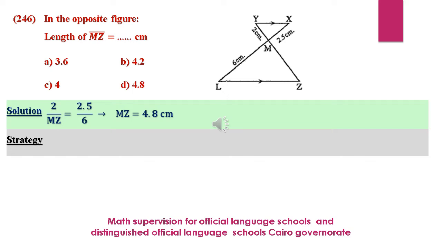Notice here that triangle XMY is similar to triangle LMZ.